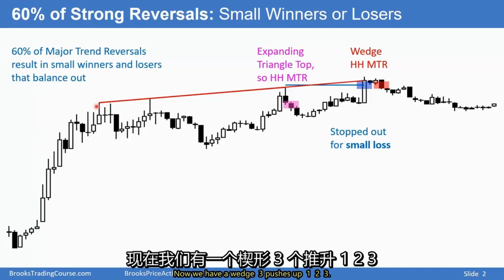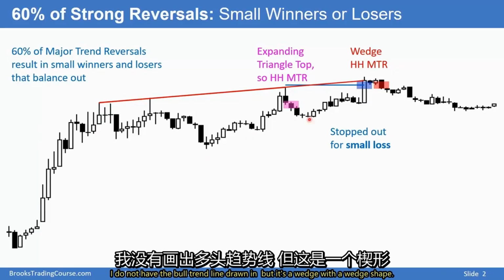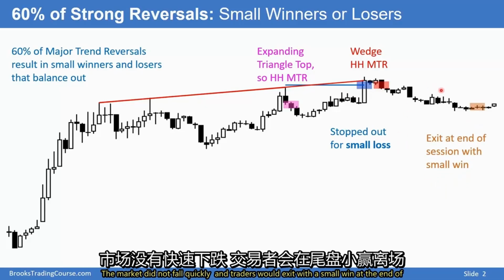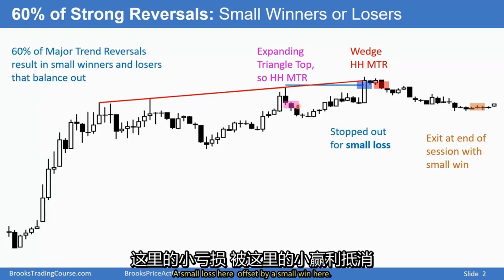Now we have a wedge. 3 pushes up, 1, 2, 3. I do not have the bull trend line drawn in, but it's a wedge shape. We have a micro double top, a reasonable sell either below that bull bar or below this bear bar. The market did not fall quickly, and traders would exit with a small win at the end of the session. The small loss here, offset by a small win here.